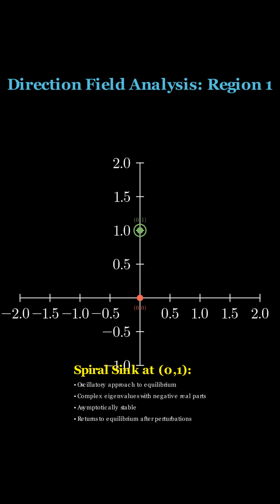Spiral sinks are asymptotically stable, meaning the system will return to equilibrium after small perturbations. Spiral behavior occurs when the system has damped oscillations. The trajectories wind around the equilibrium point while gradually getting closer. This type of stability is common in mechanical systems with damping or in predator-prey models.